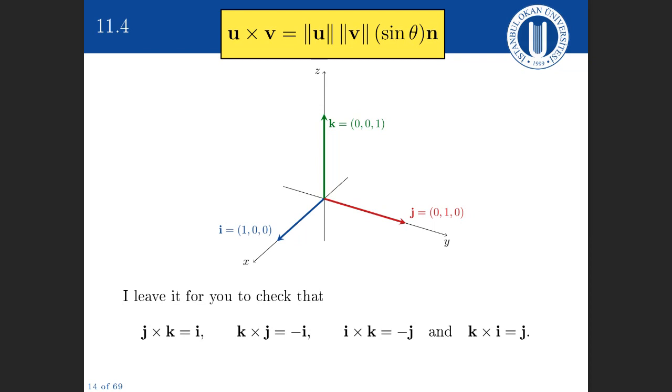When you rewatch this lecture or when you look through these lecture slides, hold your hand up in front of this picture, rotate your hand so that your second finger is pointing in the direction of the first vector and your first finger is pointing in the direction of the second vector, and then see where does your thumb point. I'm going to leave it for you to check that j cross k is i, k cross j is minus i, i cross k is minus j, and k cross i is j. Okay.